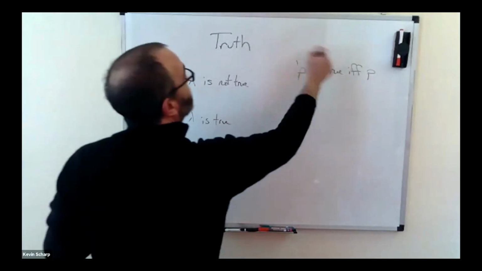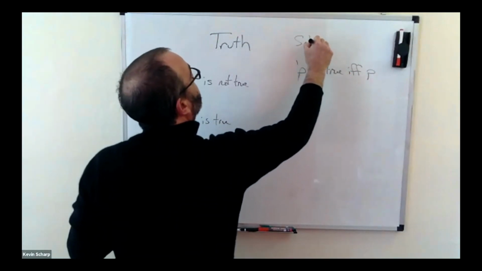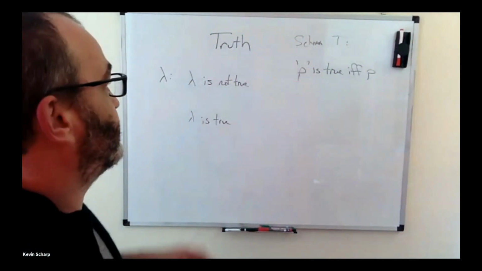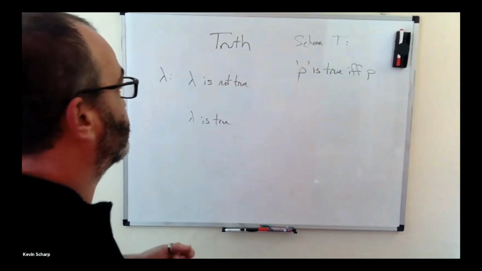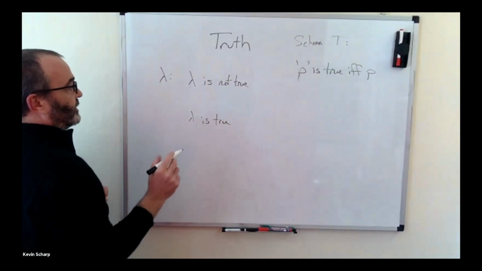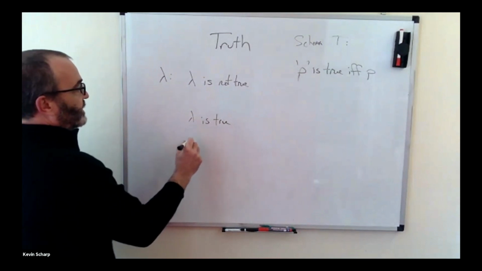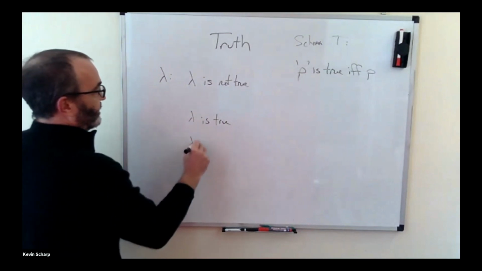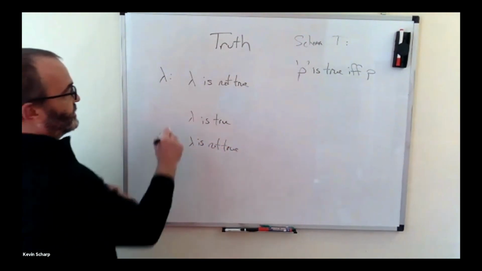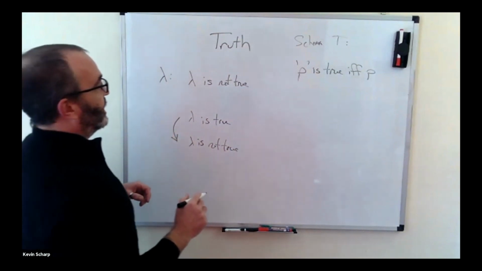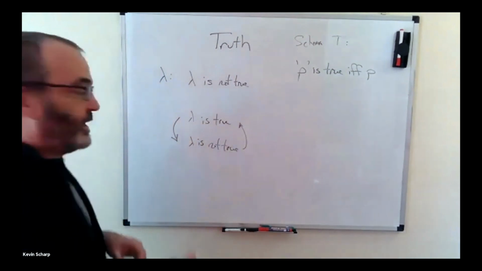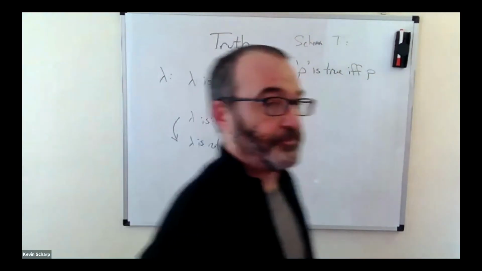So we use this. This is called schema T, and it was made very popular by Tarski, and it's a mainstay in the whole discussion of truth. Liar paradox. From it's true, we can get that it's not true, so we can reason this way, and then from that it's not true, we get that it's true, and that's a contradiction.